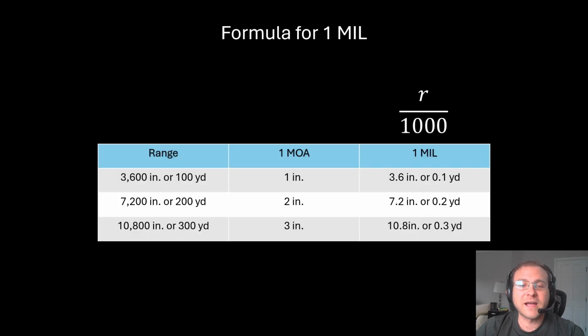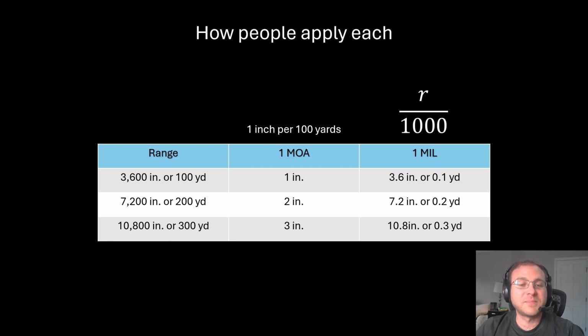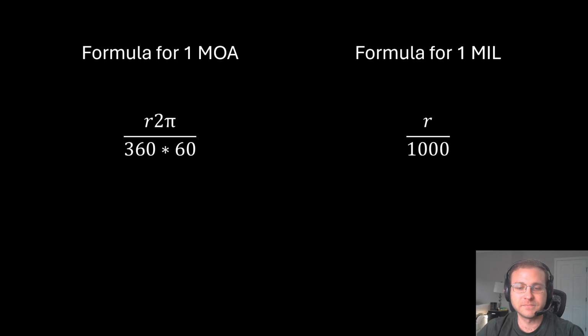When using mils, we're actually applying the mathematical formula for mils. When using minutes of angle with yards and inches, people don't actually use the mathematical formula for minutes of angle. Instead, they just remember that 1 MOA is 1 inch per every 100 yards. So side by side, based on the way people end up actually using these units, it looks like this. When presented with the two actual mathematical formulas side by side, they look like this.